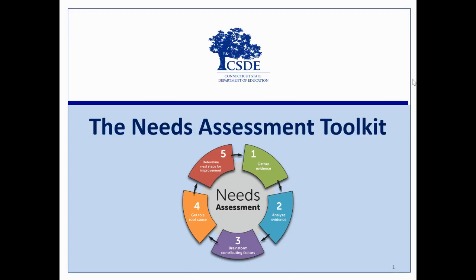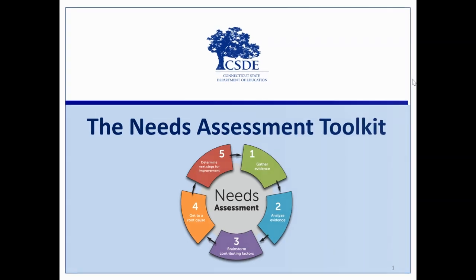Welcome to part 3 of the CSDE Needs Assessment Toolkit, Brainstorm Contributing Factors. This toolkit is designed to guide districts and schools through the process of deeply examining evidence to determine the priority concerns, understand the contributing factors, and uncover root causes. The use of this toolkit can help your team align the work to the needs of your community and leverage the strengths of your organization in order to support equitable outcomes for students.